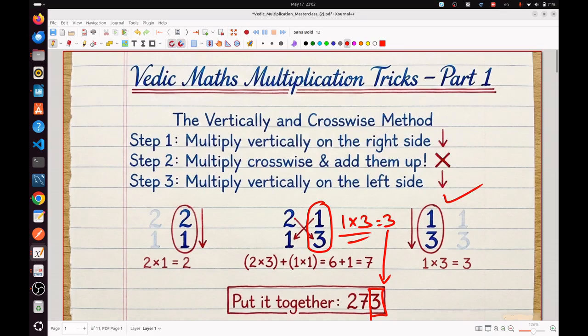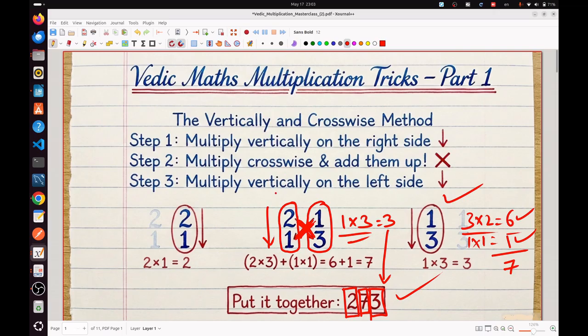Next, 3 cross 2 or 2 cross 3. 3 cross 2 is 6, and 1 cross 1 is 1. Just add these two, 6 plus 1, that is 7. That 7 is kept in the middle. Last step, 2 cross 1, the top to bottom approach. 2 cross 1 is 2, and we keep it towards the left side. So 273 is the answer. This is how we calculate multiplication with this trick.